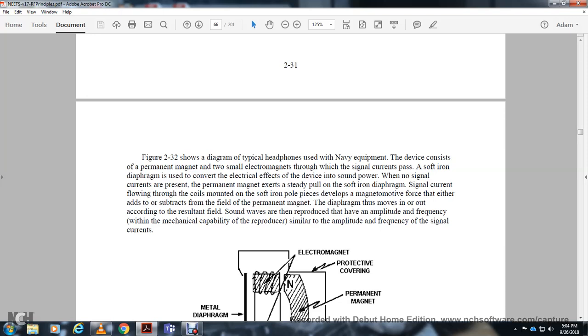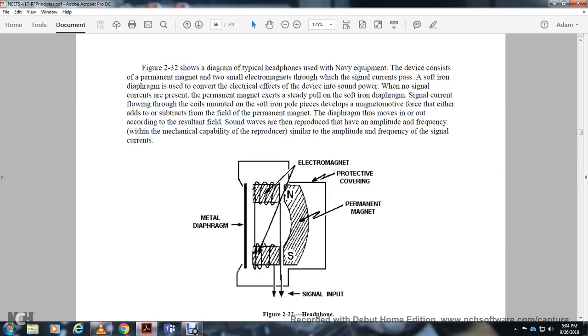The current flows through the coil mounted on the soft iron pole piece to develop magnetomotive force, which either adds to or subtracts from the field of the permanent magnet, thus moving the diaphragm in or out according to the resulting field. Sound waves are reproduced that have the amplitude and frequency with the mechanical capability to reproduce the similar amplitude and frequency of the signal currents. The metal diaphragm, electromagnetic protective covering, permanent magnet, and signal input are shown.